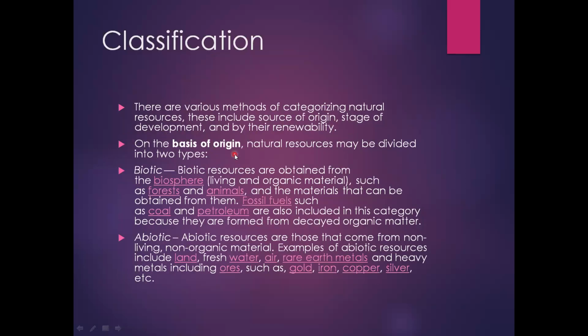On the basis of origin, natural resources are divided into either biotic or abiotic. The word biotic shows biological life, and abiotic means non-living matter. Any resource which comes from a biological origin, or from a living organism, we will call biotic. For example, forest. If you're using forest, this is a biotic resource because forests are made up of trees and trees are living organisms.